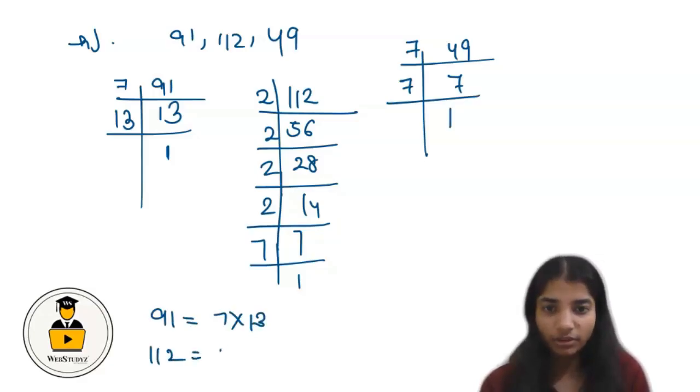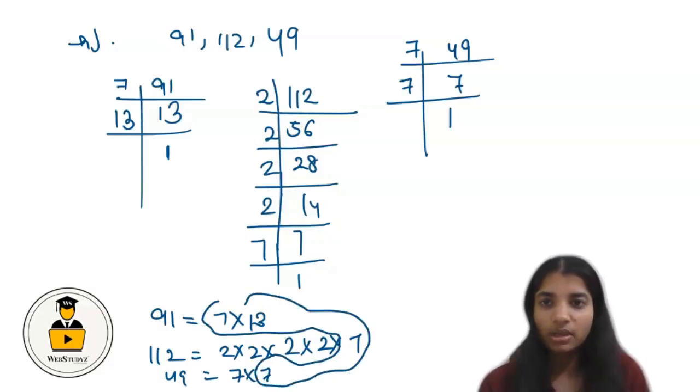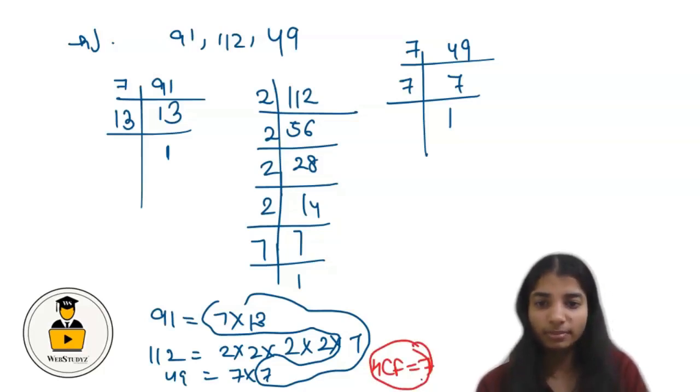112 is equal to 2 multiplied by 2 multiplied by 2 multiplied by 2 multiplied by 7, and 49 is equal to 7 multiplied by 7. So look here, 7 is common in all these three terms. So from here we can say that the HCF of these numbers is 7. So 7 is the answer to this part. Now let's move to the next part.